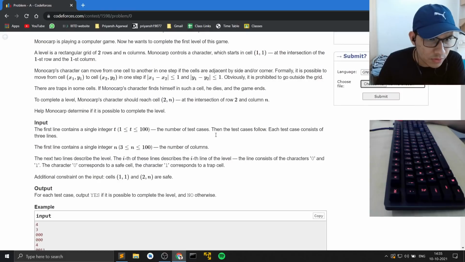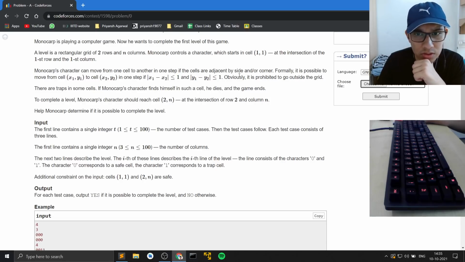So we have problem A. Monocarp is playing a computer game. Now he wants to complete the first level of the game. The level is a rectangular grid of 2 rows and n columns. He controls a character which starts in the cell at the intersection. It can move from one cell to another if the cells are adjacent by side or by corner. In one step, we can do this.